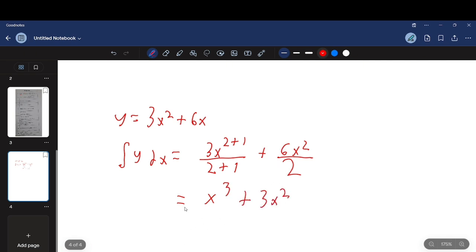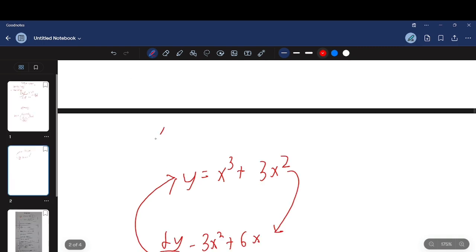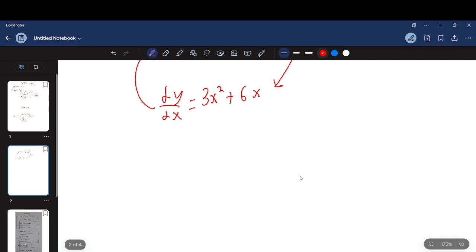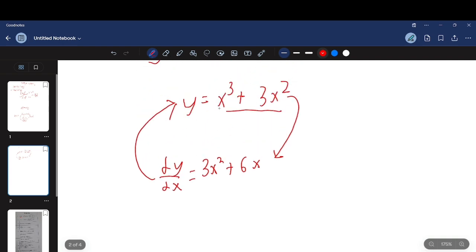If you see that, this equation is the same as x cubed plus 3x squared, the same as this equation, this one. So I integrated this one to get back to y, which proves that integration is the opposite of differentiation. I differentiated this one to get to here, and then furthermore I integrated this equation to get back to here. So integration is the opposite of differentiation. That's the basic information. Now let's know what integration actually is.